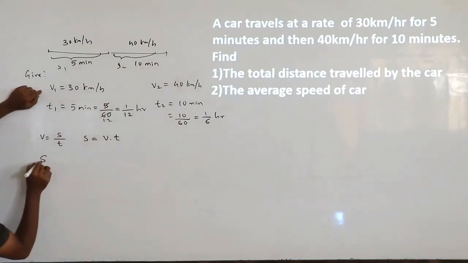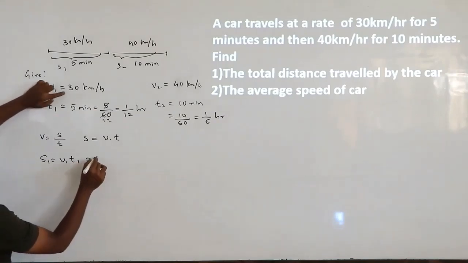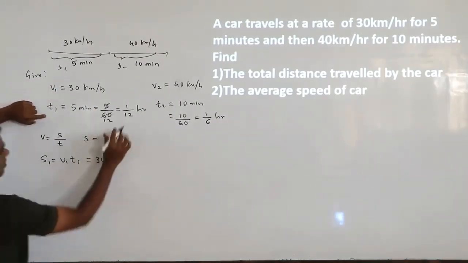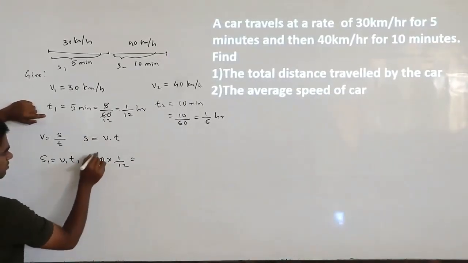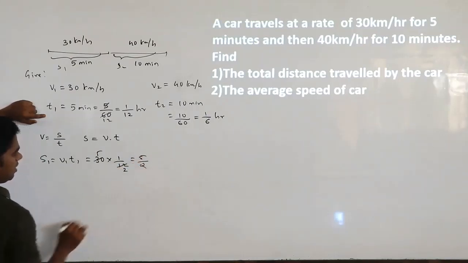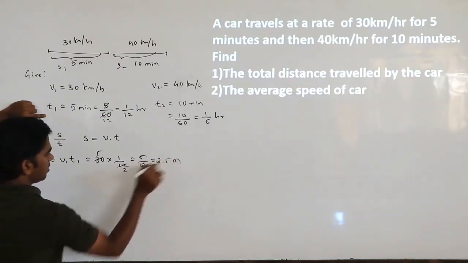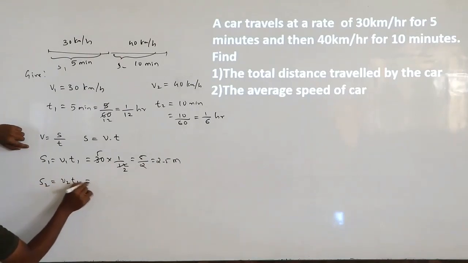So S1 equals V1 into T1. What is V1? V1 is 30, into what is T1? T1 is 1 by 12. So 6 fives are 30, 6 twos are 12. So 5 by 2. That means what? 2.5 meter.